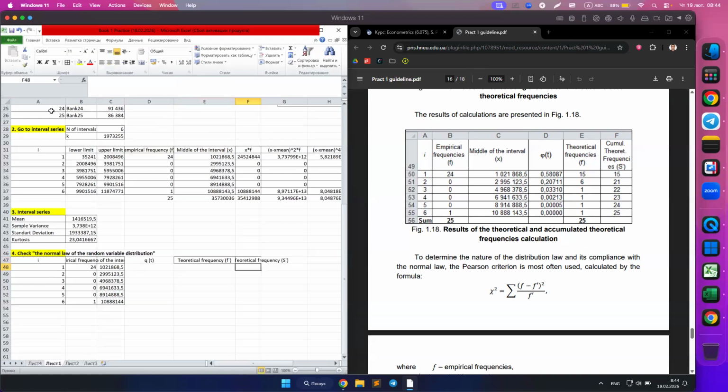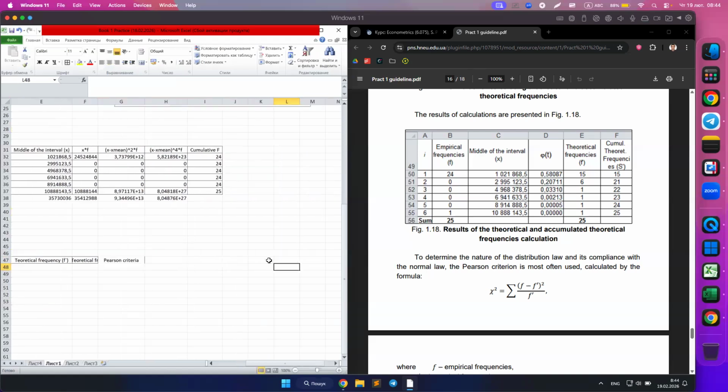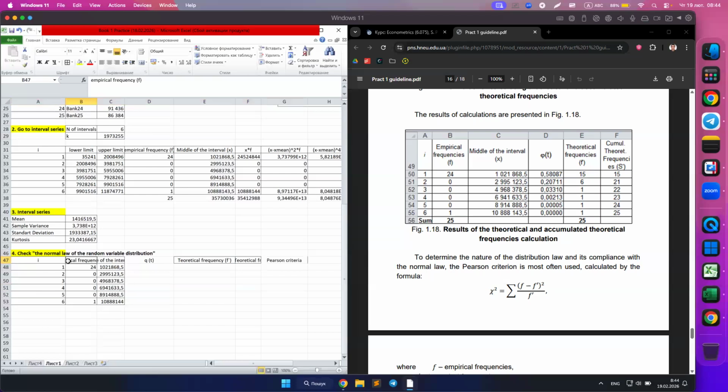After that, we can write Pearson criteria. Cumulative frequency for our empirical frequency.